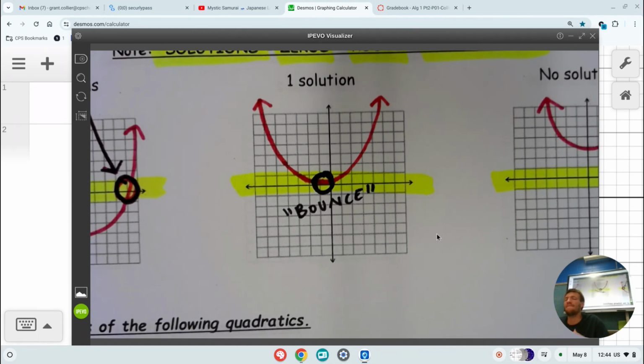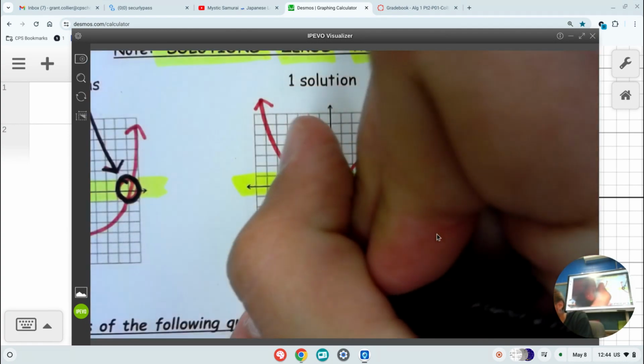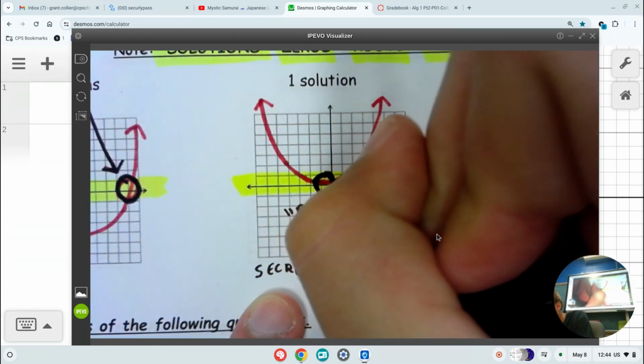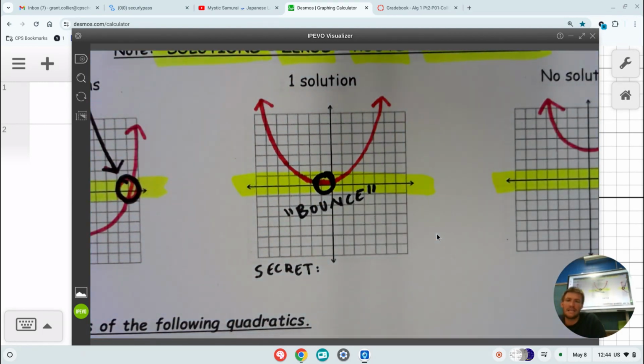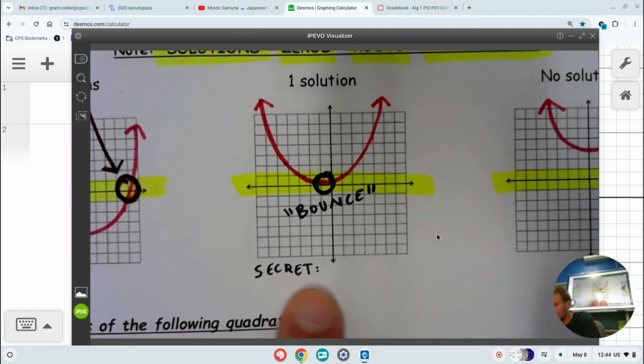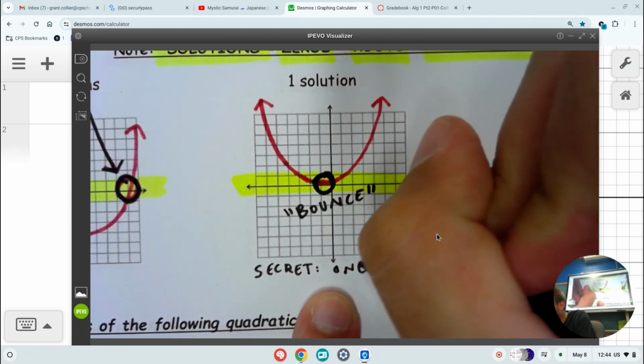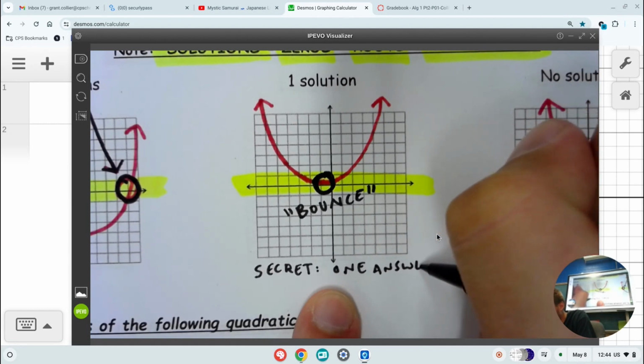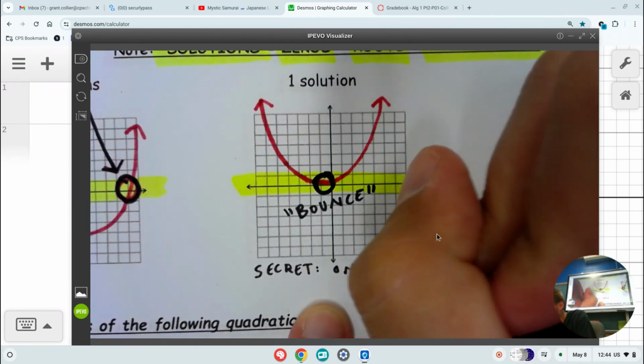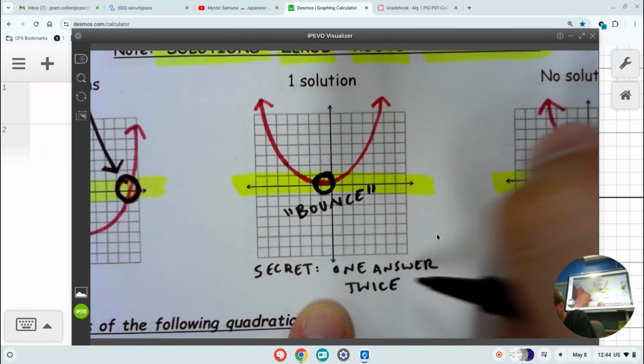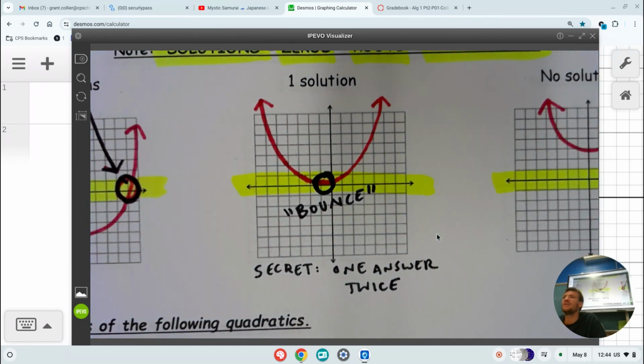But when we talked about factors, we talked about how there was a little math secret here. And the math secret is that there's always 2 answers. There's no such thing as 1 answer secretly, okay? The secret is that this is 1 answer twice, which is, again, kind of strange. What's happening here is that our 1 solution is happening twice.